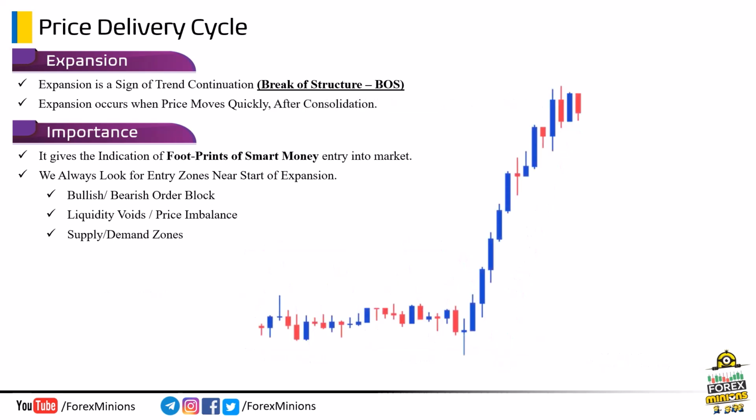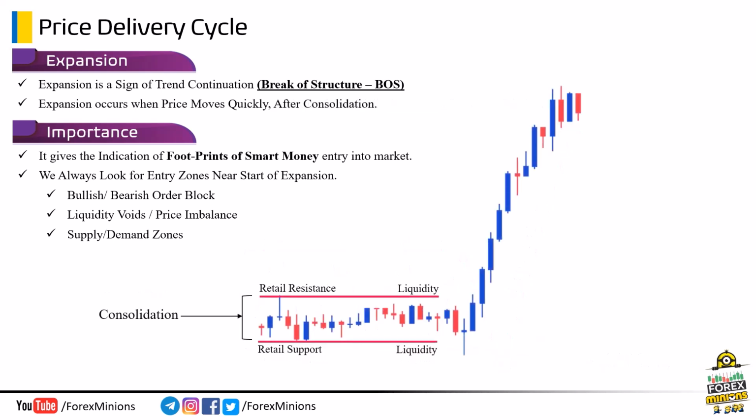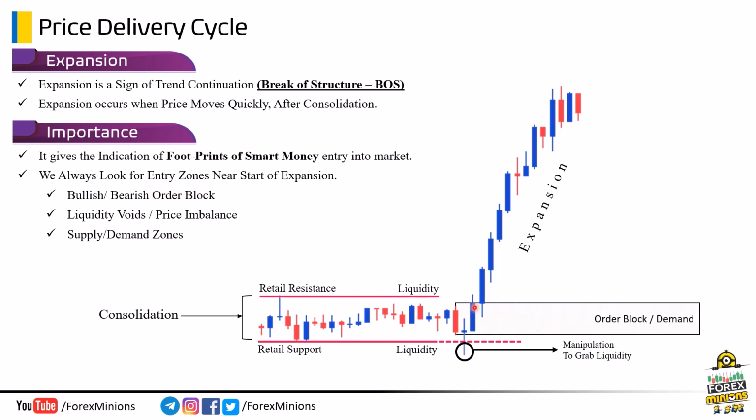This is a real market sample. Notice that this is the consolidation zone, after that expansion usually occurs. This is manipulation or liquidity grab by smart money or big institutions. And finally, what do we look for near the start of expansion? An entry zone. So, this can be our entry zone at the start of expansion, which is an order block or demand zone. I hope now you have a complete understanding of expansion and its importance.